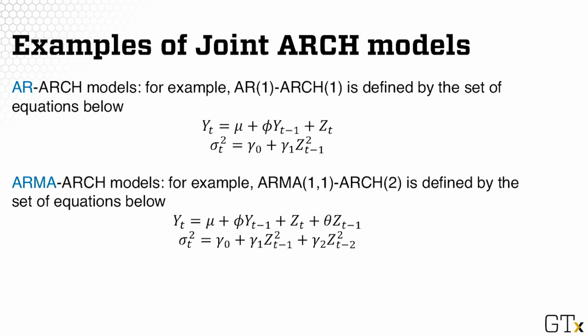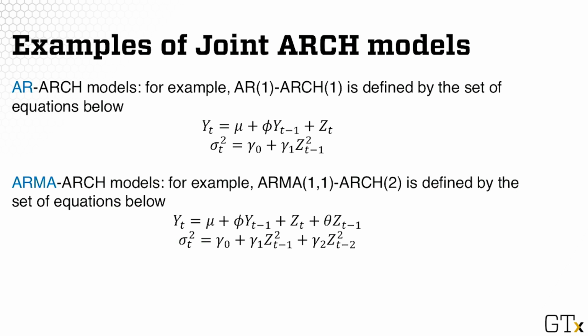A second example provided in this slide is the ARMA 1-1 and ARCH-2 models, where yt is modeled by an ARMA 1-1 with zt, the error process, being modeled by an ARCH-2 model. Hence, the conditional variance is gamma 0 plus gamma 1 times zt minus 1 squared plus gamma 2 times zt minus 2 squared.